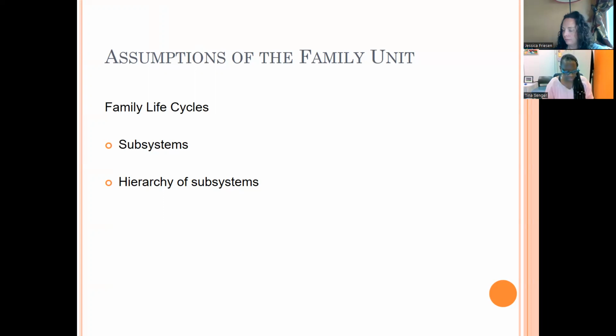Hierarchy of subsystems. Families have subsystems which alter power levels by having a hierarchy in place. Most families have parents or caregivers at the top of this hierarchy, holding the authority of what is best for the family's children. Some families run opposite to this structure and are ruled under the children's authority.